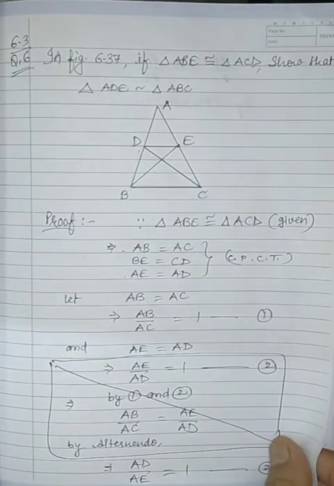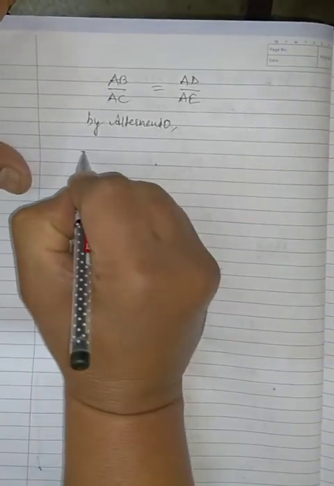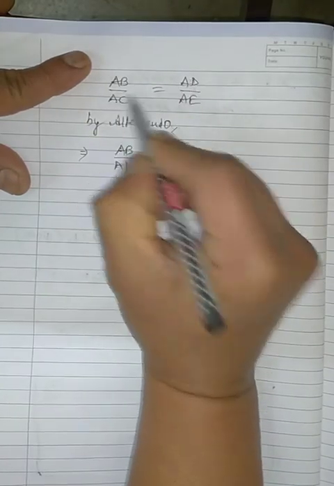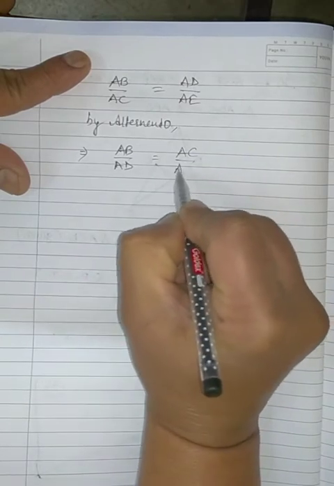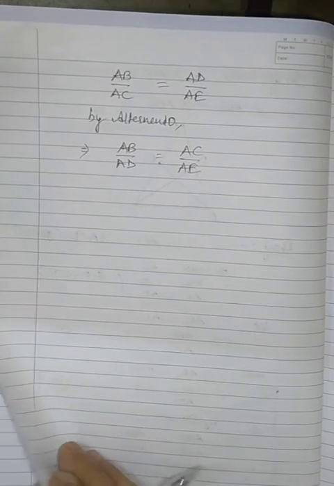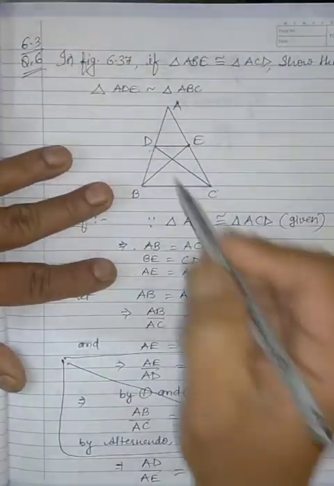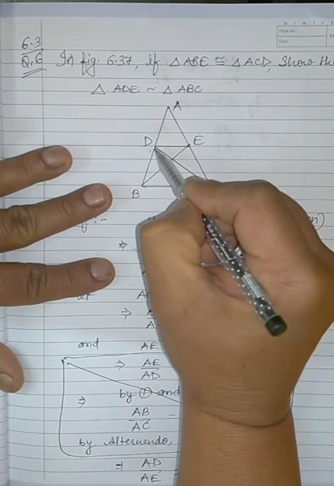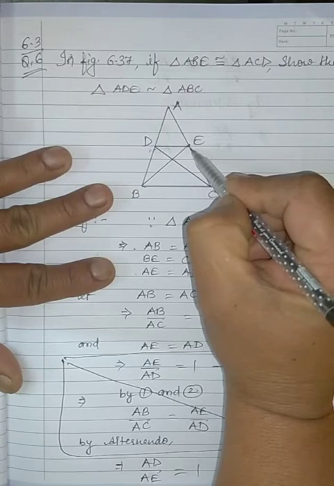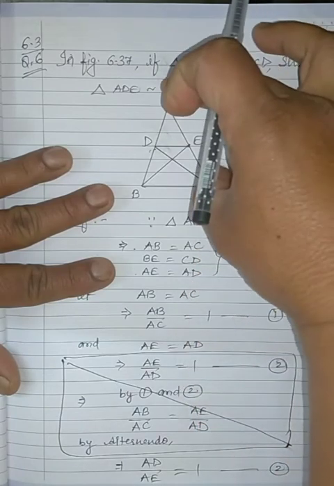So when we do alternando, it will be AB upon AD is equal to AC upon AE. Check it: AB upon AD is equal to AC upon AE. So the ratio of this side to this side is equal to the ratio of this side to this side.